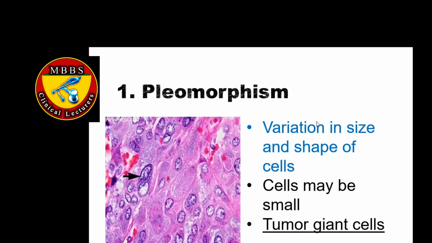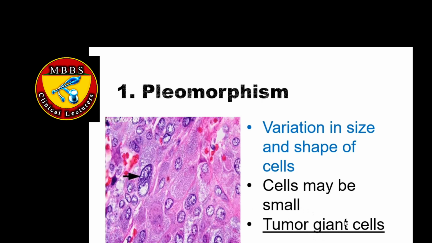So what is pleomorphism? I explained to you, it's a variation in size and shape of the cell. As you can see here, this is a normal ovoid cell, but when you compare it with these cells, there is variation in the shape and the size of the cell. Some tumor cells may be small, some may be large.